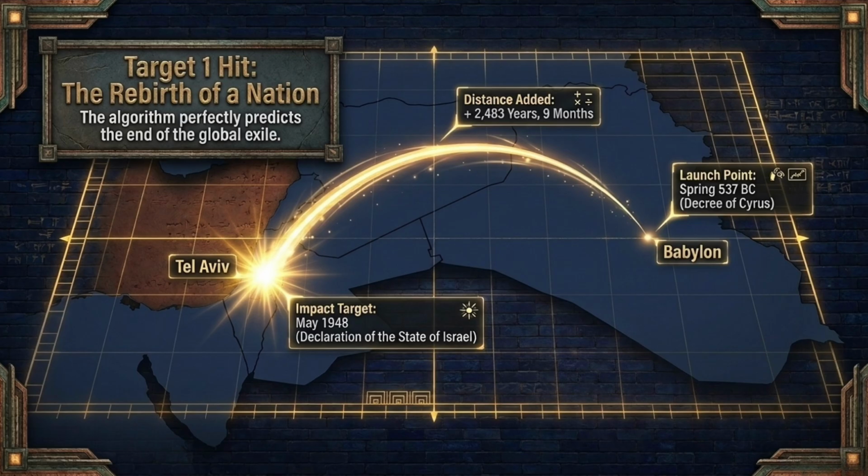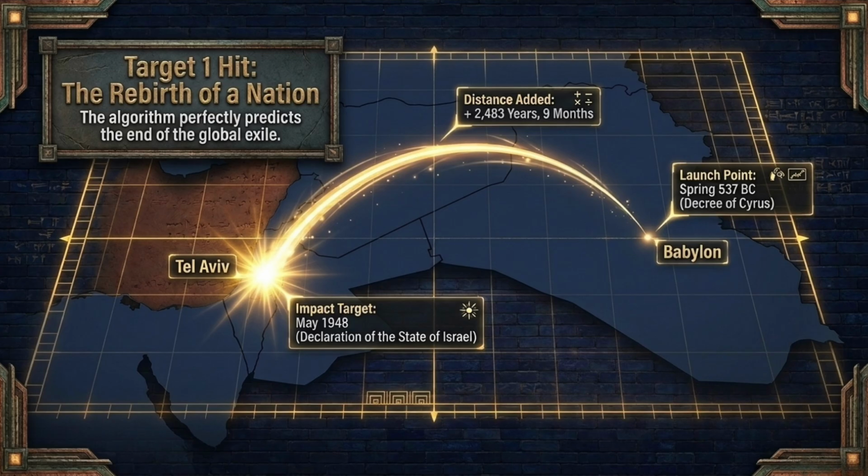For the study group, this is not a coincidence. Yeah. It is incontrovertible proof that Ezekiel's vision wasn't just ancient pantomime, it was a divine, mathematically perfect chronometer ticking down to the 20th century. But the algorithm has more layers, because what if you pick a different historical starting point?